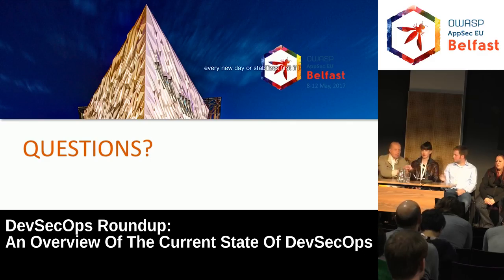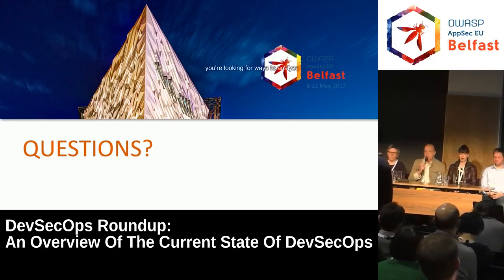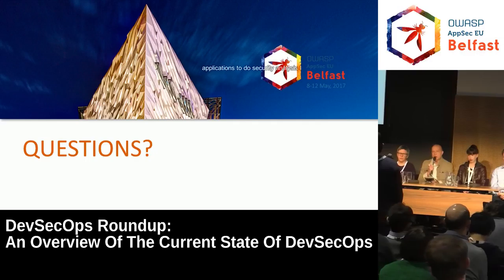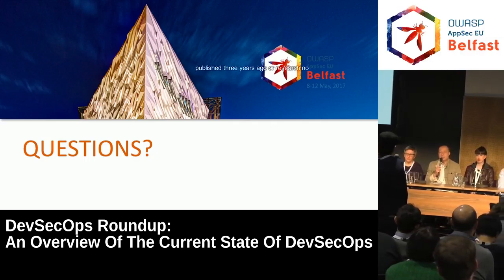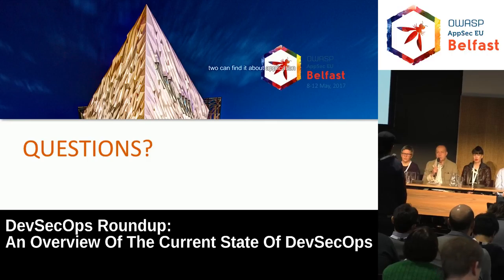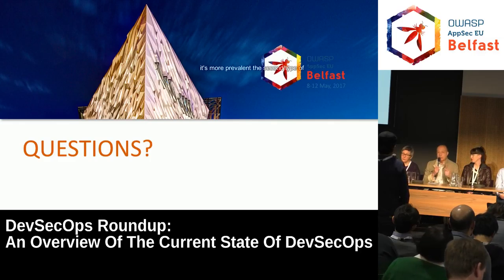Thank you. If I understood your question correctly, you're looking for ways to analyze applications to do security analysis. I published a research note three years ago, you can find it, about application security testing. Here's the summary. Number one, you start with static application security testing. You analyze the code. Better if you analyze not source, but byte and binary code, because it's more prevalent.